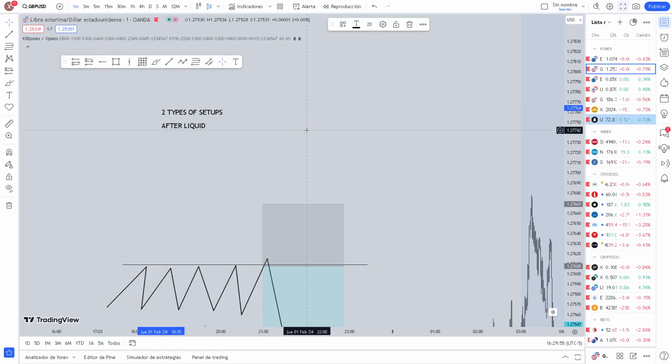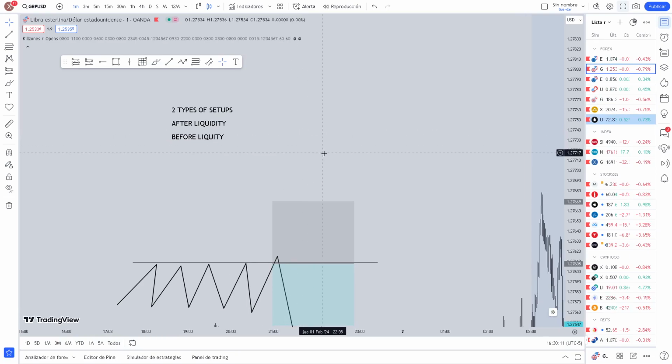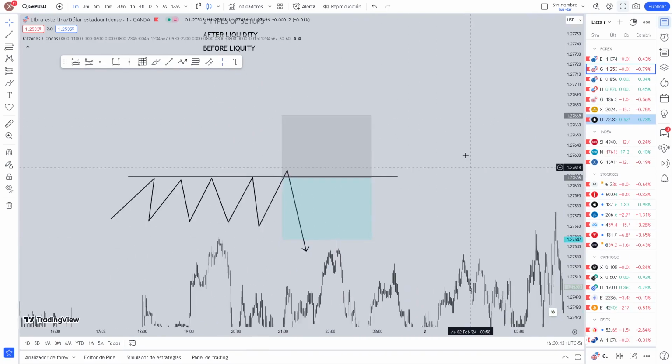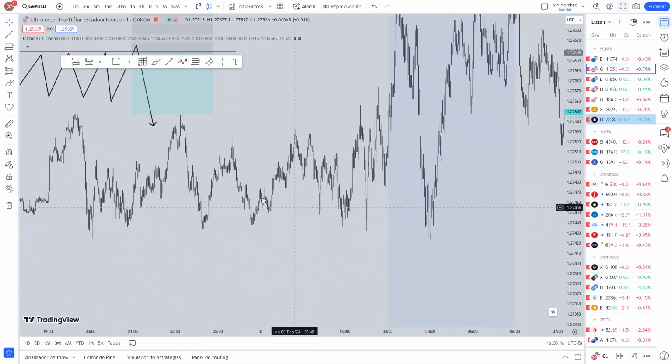After liquidity and before liquidity. I will do an in-depth video of the liquidity of my strategy and the model I'm going to show you. Before liquidity and after liquidity. Before liquidity, not any liquidity gets swept. You are running the risk of you being used as the liquidity.